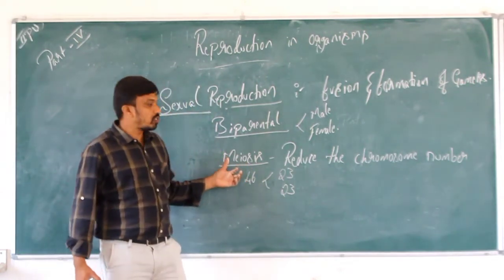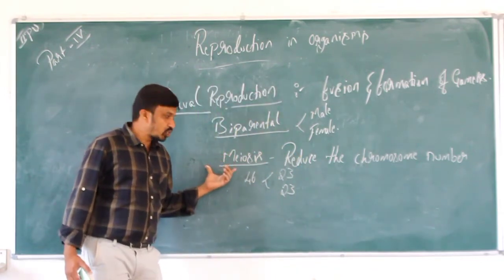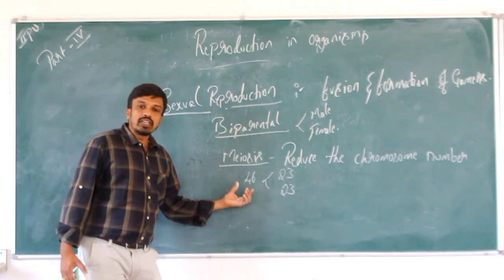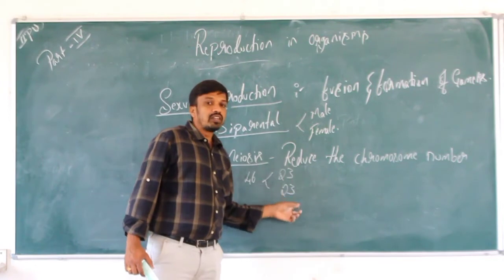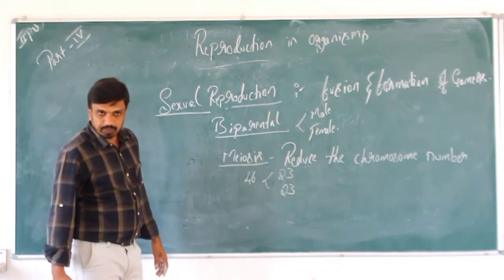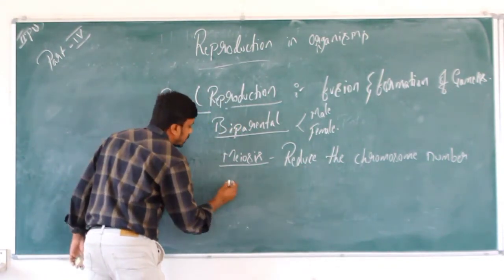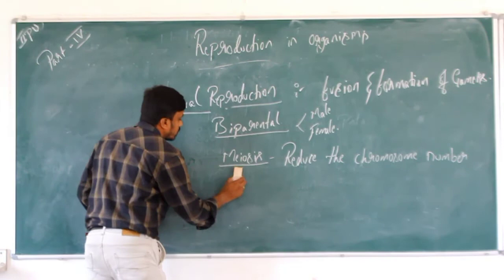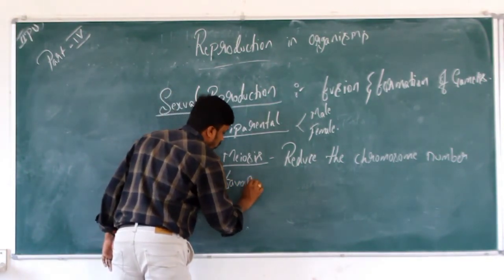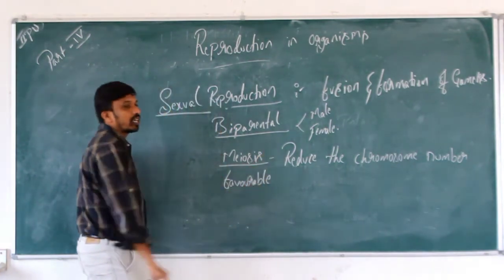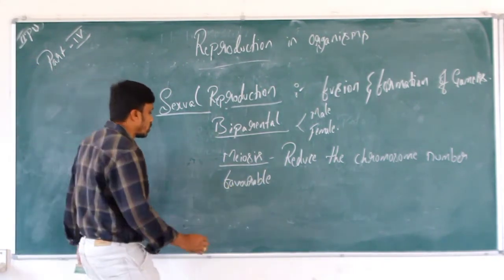What is the function of meiosis? It reduces the number of chromosomes. Hence it is called reductional division. For example, in the parent cell there are 46 chromosomes, and in the daughter cells they appear as 23 and 23. Next, it always takes place during favorable conditions.